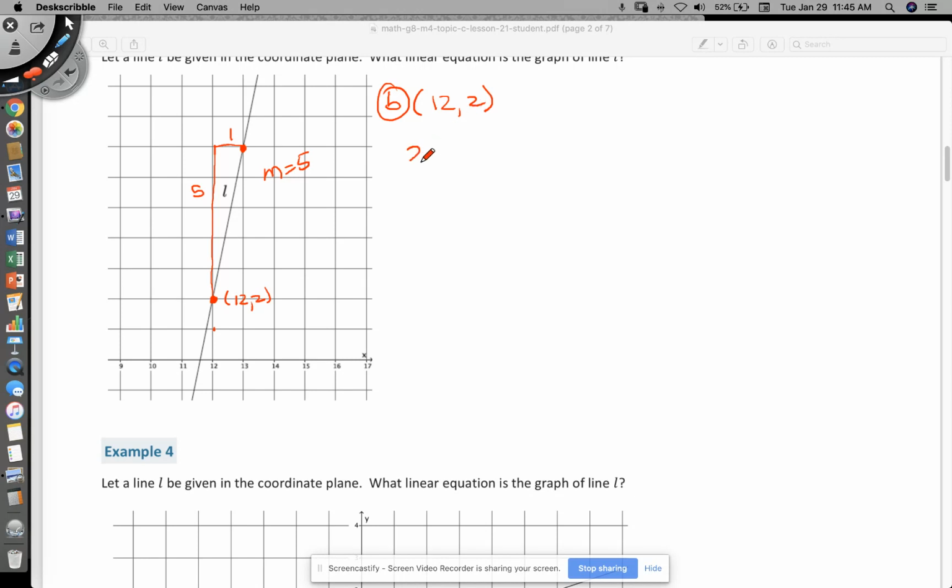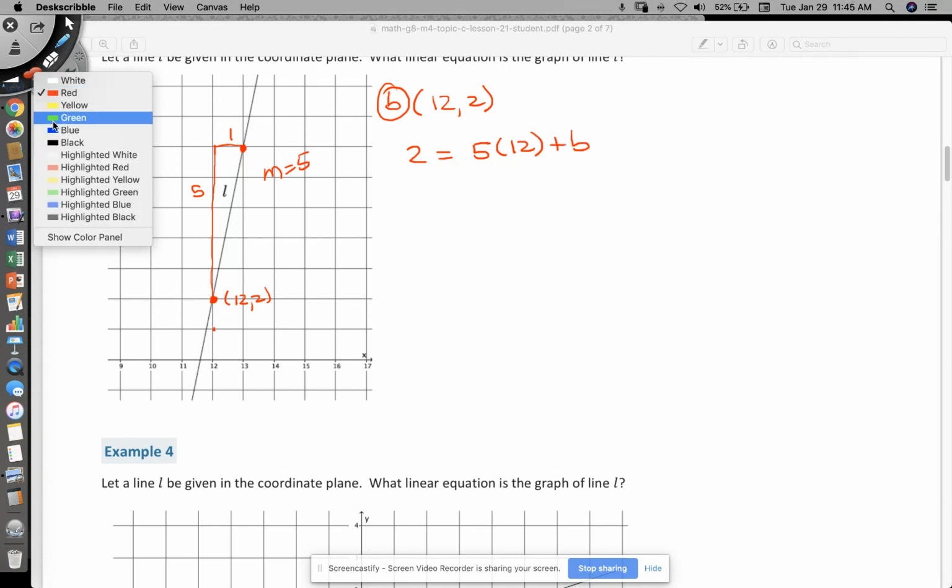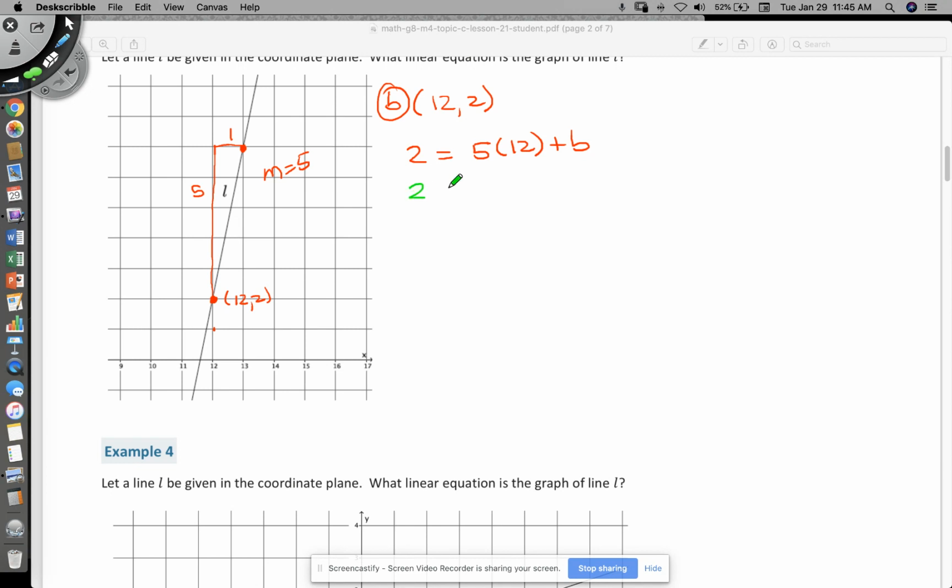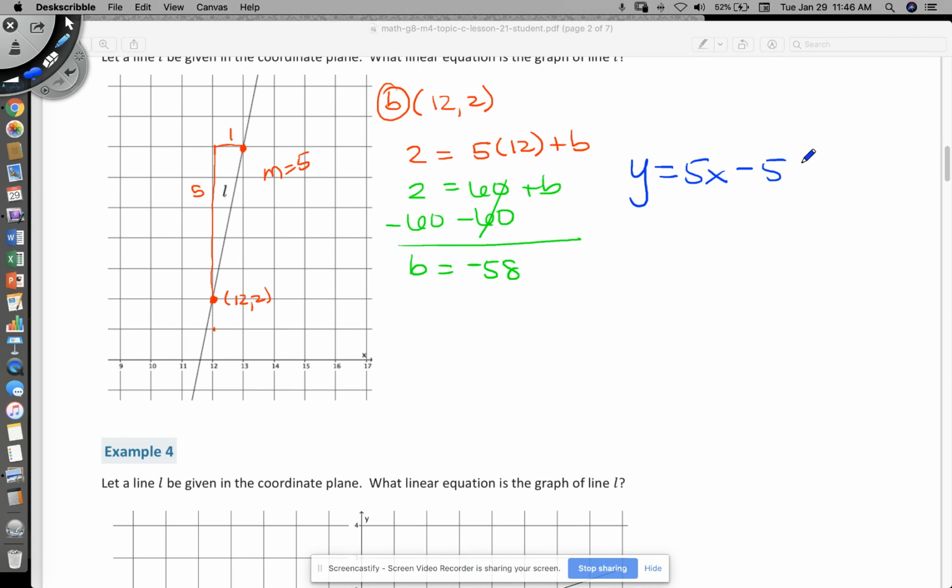So my y is 2 equals my slope of 5 times 12, which is the x, plus B. All right, let's multiply this out. We get 2 equals 5 times 12 is 60 plus B. I want that B by itself, so I'm going to subtract 60 from both sides. Those cancel. And so my B equals -58. All right, now I can write my official equation. Y equals 5x minus 58.